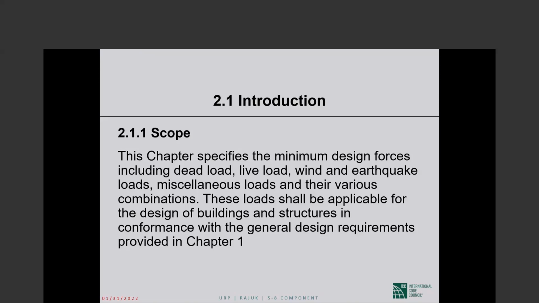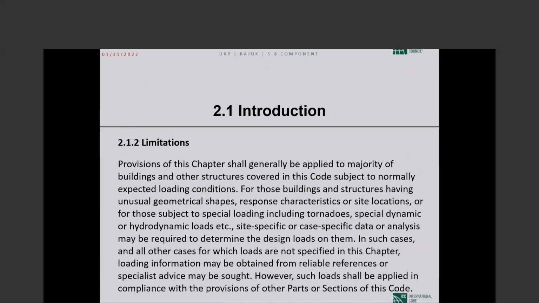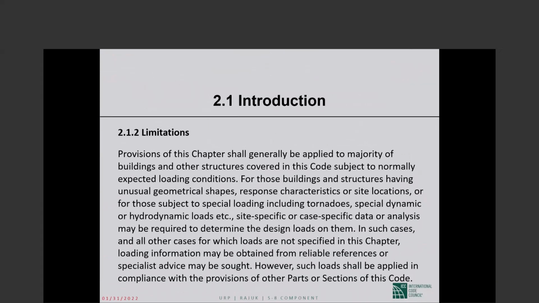Okay, so this chapter specifies the minimum design forces, including dead load, live load, wind and earthquake loads, miscellaneous loads, and their various combinations. These loads shall be applicable for the design of buildings and structures in conformance with the general design requirements provided in Chapter 1. I didn't get into them, but there are general design requirements. A few things will come up as we discuss the load combinations.